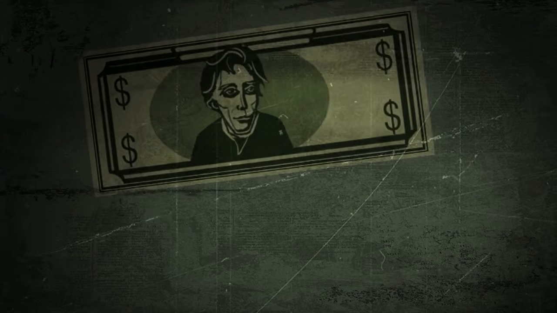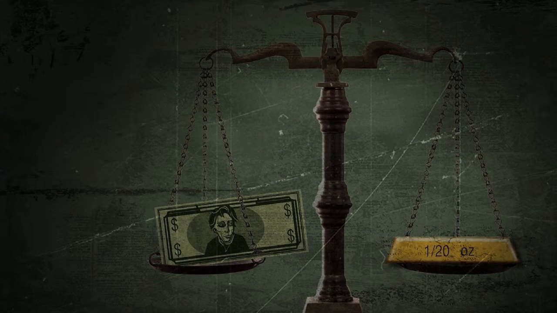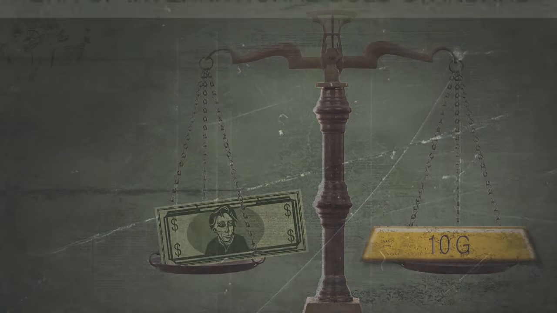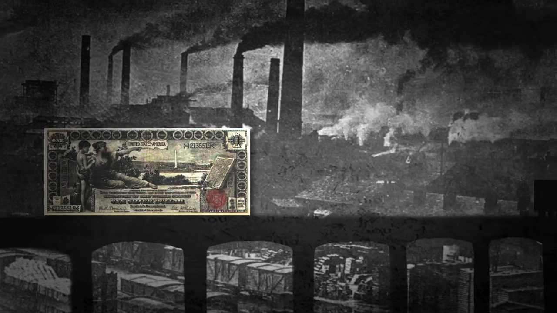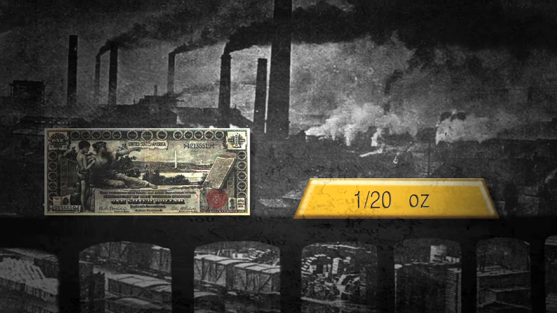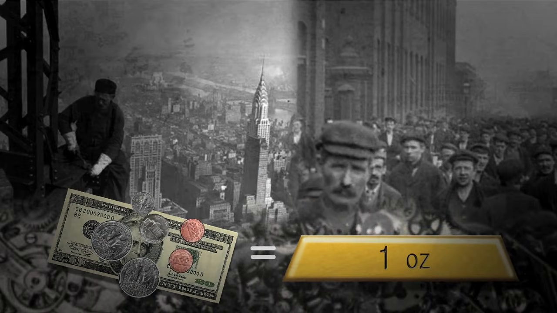Under a gold standard, the monetary unit is defined as a certain amount of gold, like 1/20th of an ounce or 10 grams. In the era of the International Gold Standard, before World War I, the US dollar was defined as a little less than 1/20th of an ounce of gold. To be precise, 1 ounce of gold equaled $20.67.